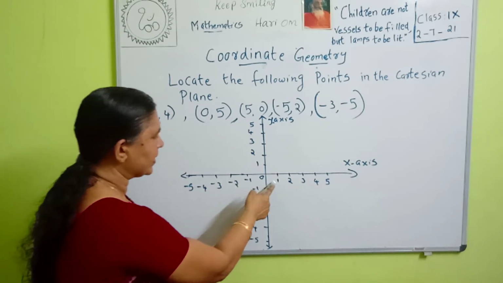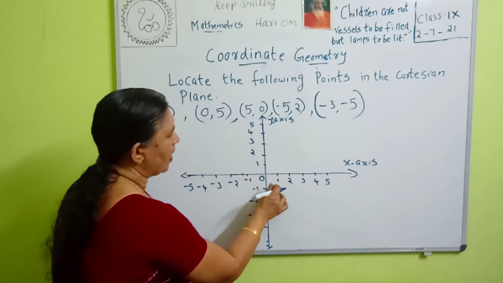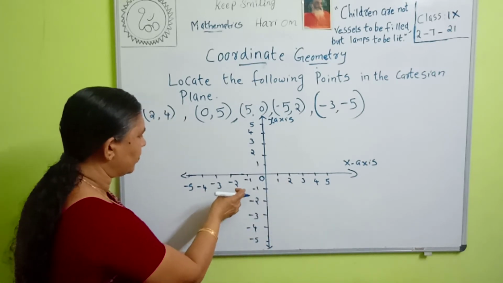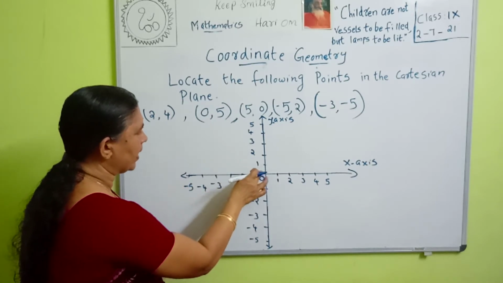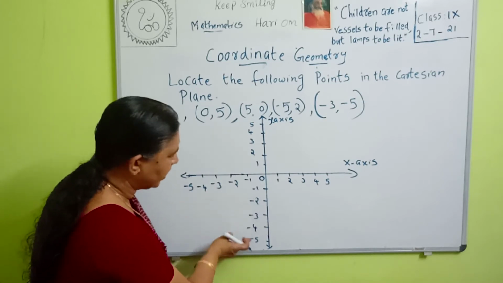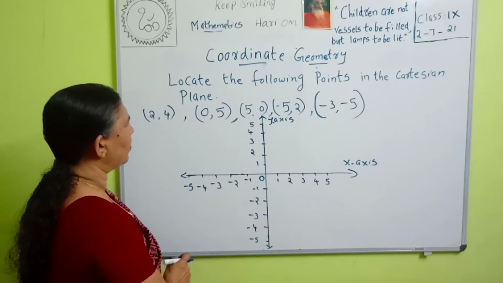So here we write the x-axis. For the right side we are writing positive numbers, that is, this is 0, then 1, 2, 3, 4, 5, etc. The left side we write -1, -2, -3, -4, etc. Then the y-axis also, above the line we are writing positive numbers and below the line we are writing negative numbers. Then you are asked to mark the points.